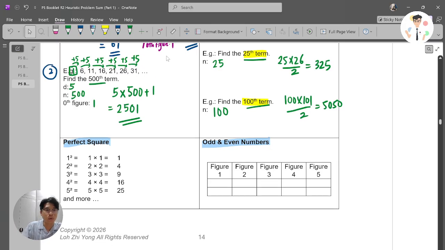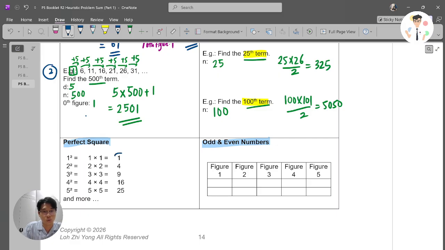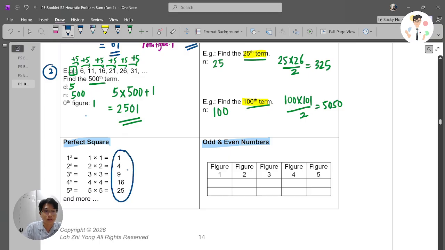Now, perfect square. What is a perfect square? Again, this is something that you have learned from me many times. A perfect square means that 1 square is 1, 2 square is 4, 3 square is 9, 4 square is 16, 5 square is 25. All these numbers that I circled are perfect squares. But of course, there are more than that.